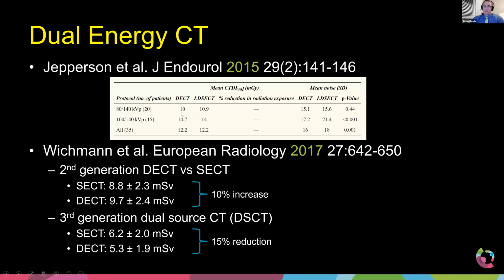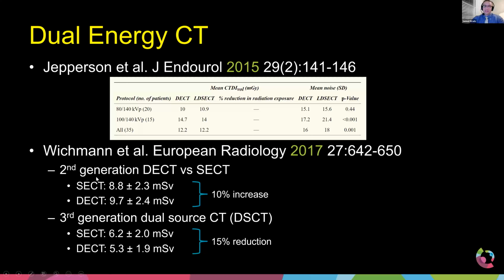And you can see they're basically the same. When you look at all 35, the aggregate average was identical. In 2017, a paper out of the Journal of European Radiology found an older second generation dual energy CT scanner was still slightly higher in dose than the single energy. It was about 10% higher.